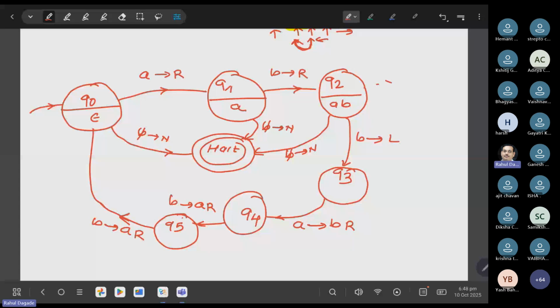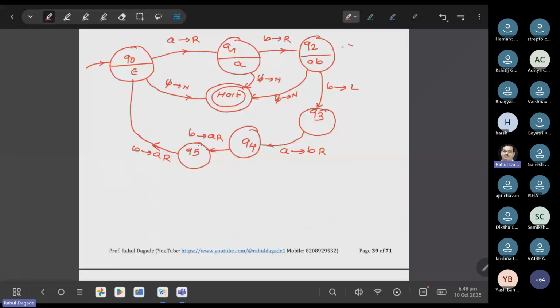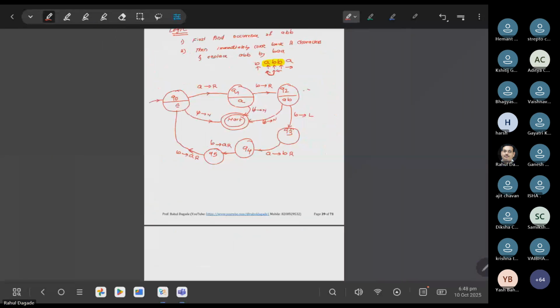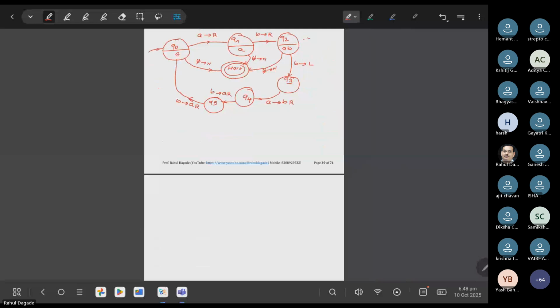Okay, so now this is the Turing machine, which converts ABB into BAA. So let us draw its transition table.